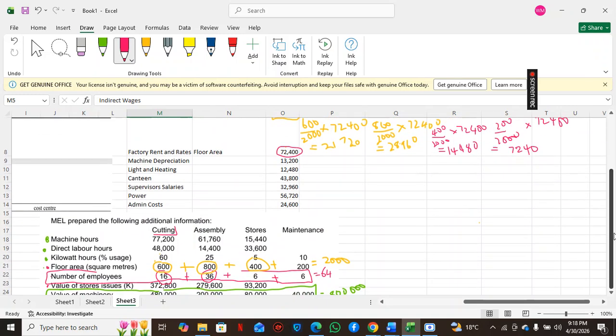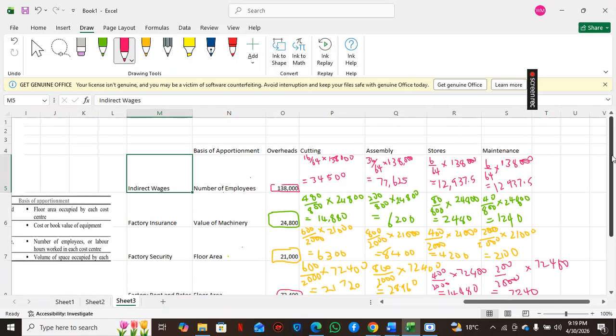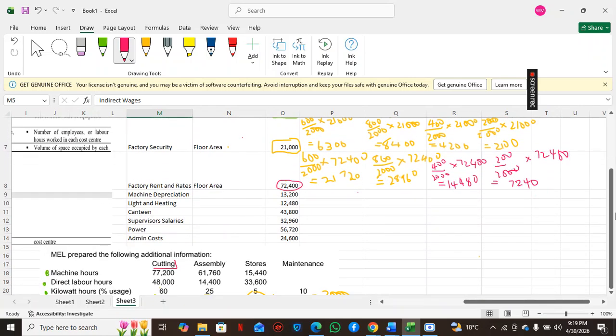Any questions so far? Okay, so we can pause here, colleagues. Remember, we're meeting tomorrow. Tomorrow we can finish this. We finish apportioning these remaining overheads to the remaining departments.